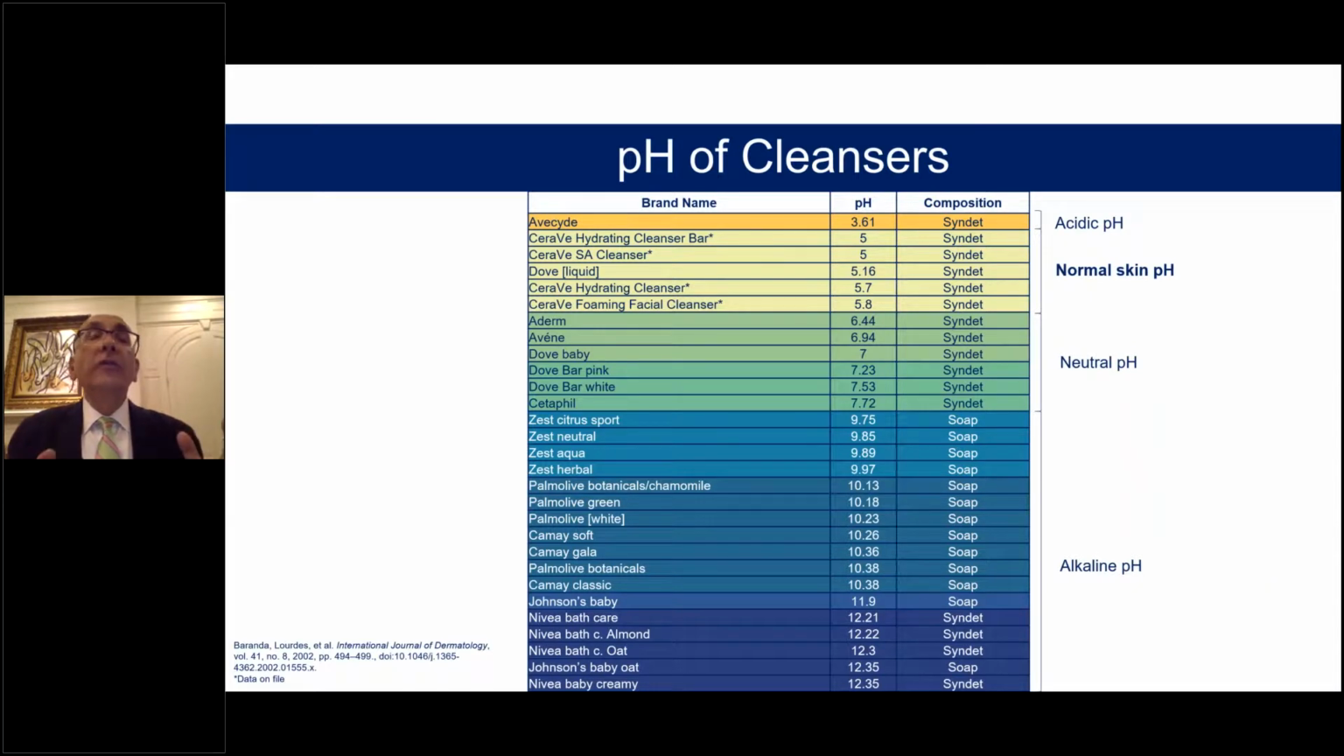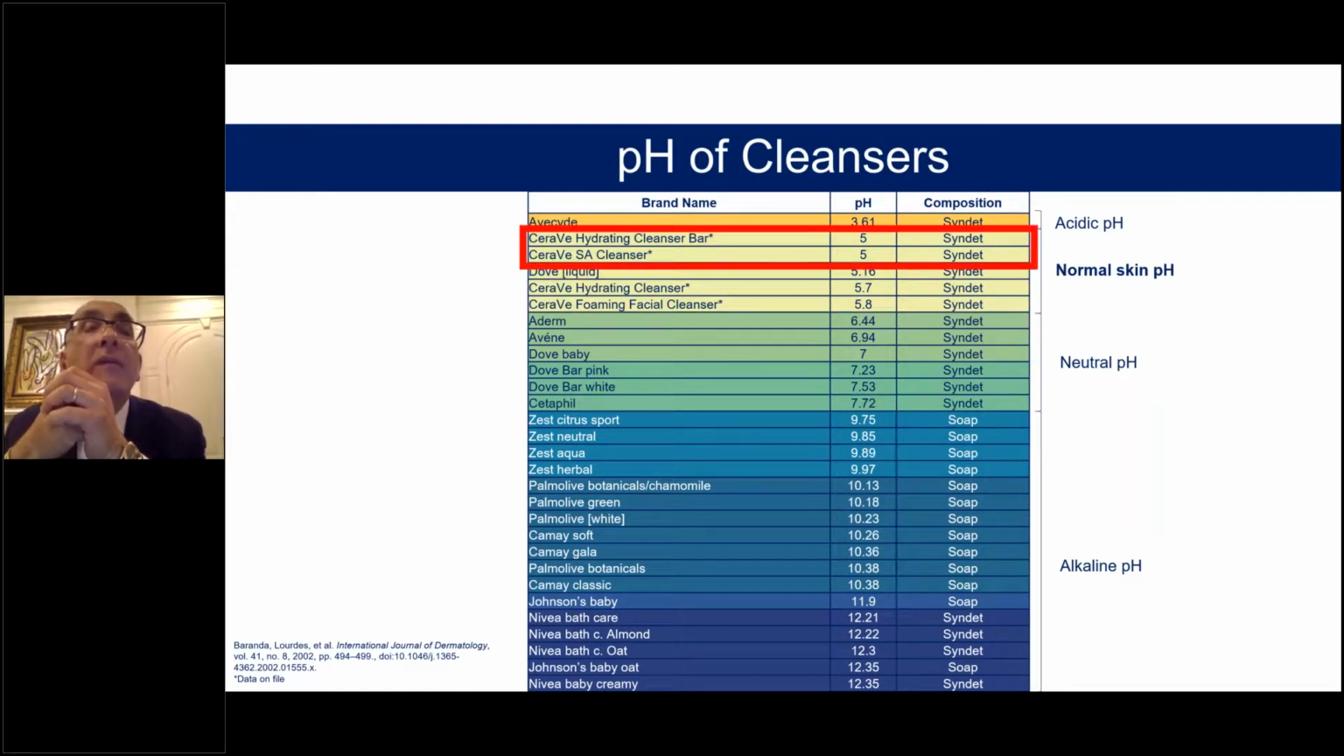So how do we do this? Why is CeraVe unique in addition to its ingredients and delivery system? Well, it's unique when you look at the CeraVe hydrating cleanser bar or the SA cleanser. It's actually pH 5 here. So it's one of the lowest pH cleansers. So I think the whole thing falls into place now, right?